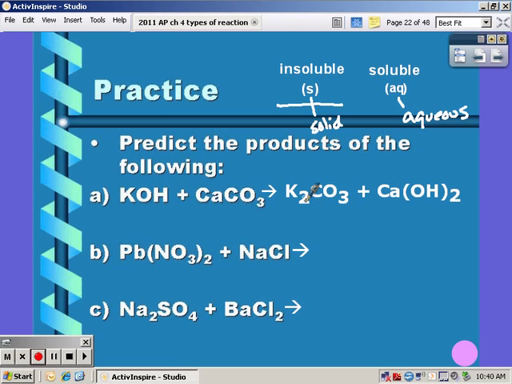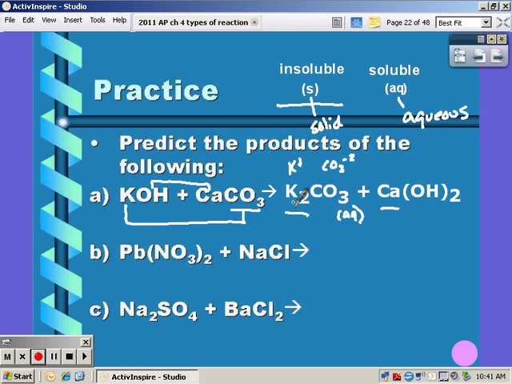So in A, we had potassium and carbonate go together, and we had calcium and hydroxide go together. Make sure that your positive ions or cations are first, because positive goes before negative, and then put them together how they go together. Potassium and carbonate go together, K2CO3, because of the charges. And calcium and hydroxide go together because calcium's a +2, while hydroxide's a -1.